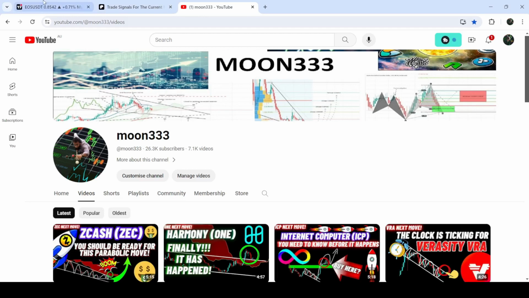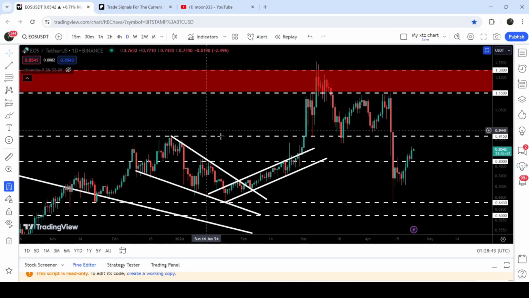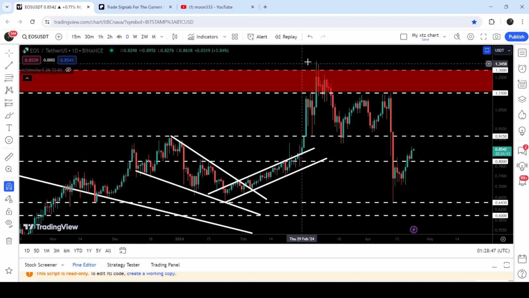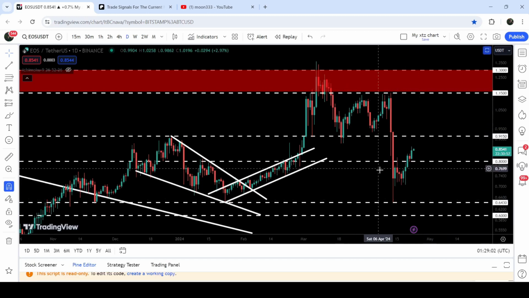As in my earlier video, I was showing you that EOS coin first broke out of this falling wedge pattern on the daily time frame chart, and after that it also broke out of this up channel. Then it tried to break out of this quite long-term resistance that starts from $1.15 and goes to $1.30, but got rejected and dropped down to this support of 64.3 cents.